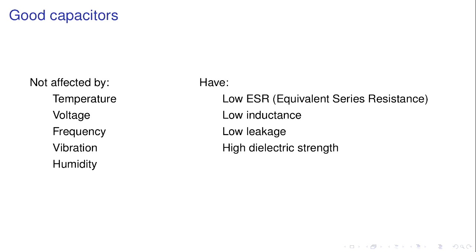And it should have a low equivalent series resistance. That is, all of the effect of the capacitor should be because of the capacitor, not because of resistance in the plates or in the wires leading to the plates. It should have low inductance, so it acts like a capacitor, not like a coil. It shouldn't leak current through the dielectric. It shouldn't have any losses there.